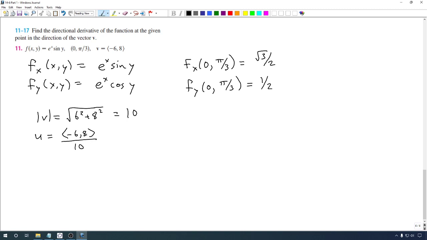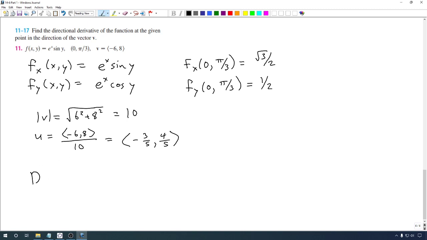And while we might sometimes leave it in this form, the fact is that we need the components of this vector. So we're going to go ahead and just divide the negative 6 and the 8 by the 10. Negative 6 over 10 is a negative 3/5. 8 over 10 is a 4/5.